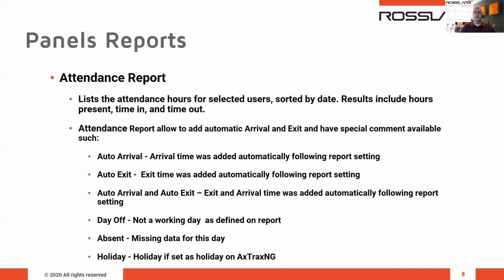Auto arrival means that if you set up an auto arrival for, let's say, for example, 7 a.m., and the user arrived at 7:30, it will automatically save the time as 7 a.m. So it will ignore the actual time the user arrived at the premises.